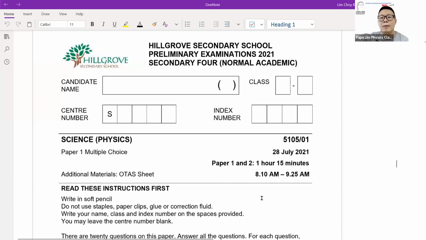If you already have it, I will also go through each of the questions in detail to see what are the common mistakes or what is the common solution that is given for that particular question. Now for the paper, we'll look at Paper 1 first.